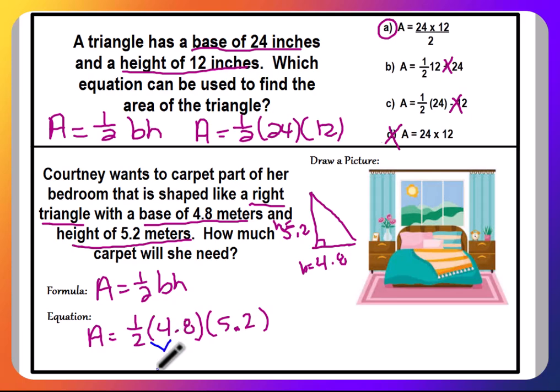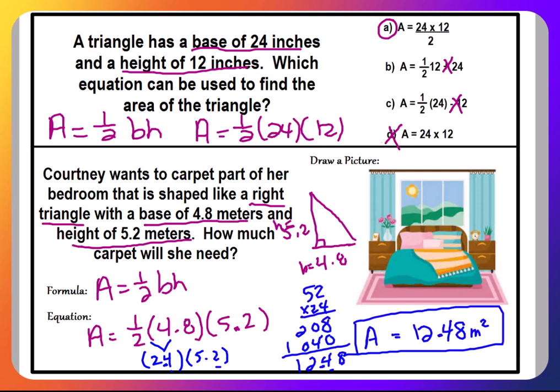Well, half of 4.8, or half of 48, is 24. It's got the 1 decimal point, so it's going to be 2.4. So now I just need to multiply 2.4 times 5.2. So pause the video, do your math, come back, check your answer. Okay, did you get that the area equals 12.48 meters squared, 12 and 48 hundredths meters squared?